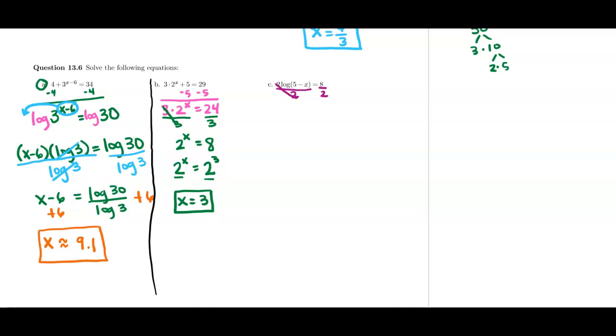And then when I write it down this next time, I'm going to put that base 10 in there to help me remember that I've got log base 10 of 5 minus x equals 4. Whenever it doesn't show you what the base is, that's called the common log, which is always base 10. Now let's change it to exponential form, because that's how we solve logs. So 10 to the 4th power equals 5 minus x.